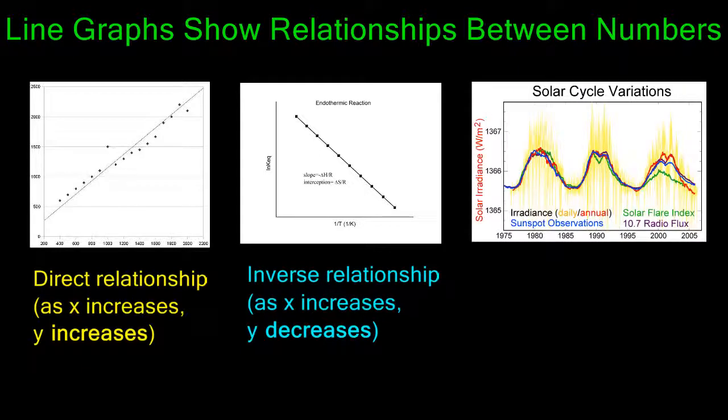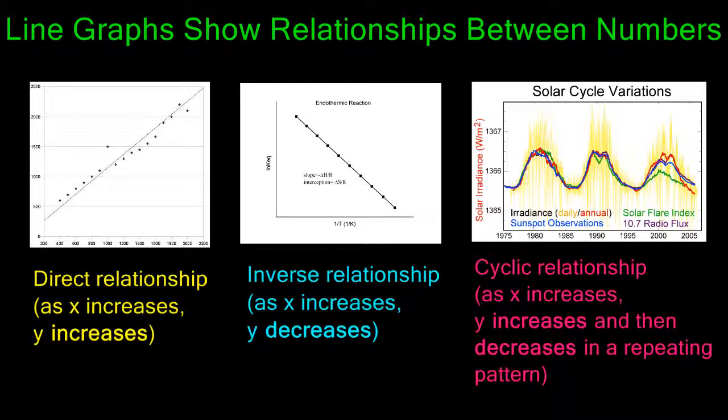Lastly, we can have a crazy graph like this, where your lines are going up and down all over the place. This is known as a cyclic relationship. In this case, as x increases, y will begin to increase, and then it's going to start to decrease. This becomes a repeating pattern. As you can see, y increases, decreases, increases, decreases. This is a cyclic relationship.